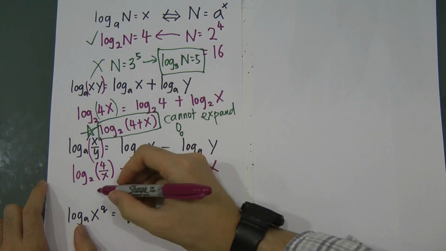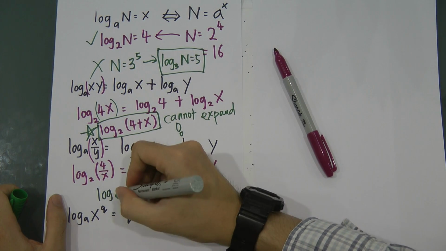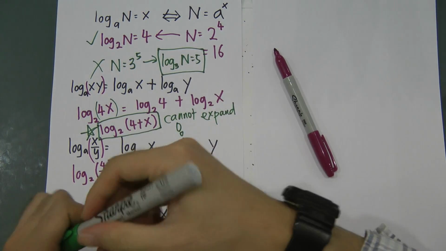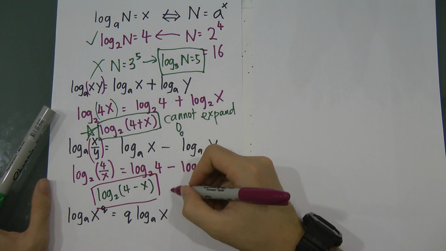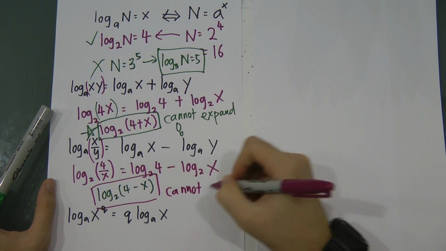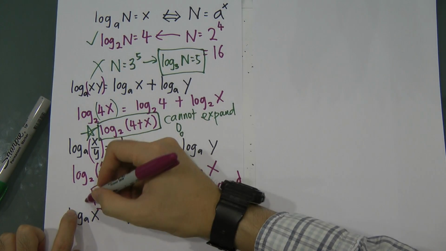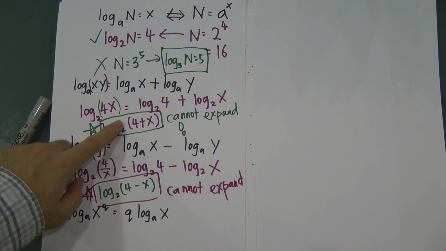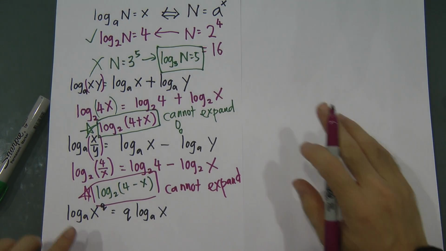If the exam wants to trap you, it might give you something like log 2 of 4 minus x. Like what I said, this one you cannot expand. This is important also, because lots of students tend to expand either this one or this one. If the bracket inside is plus or minus, you cannot expand. Please remember this in order to do well over here.